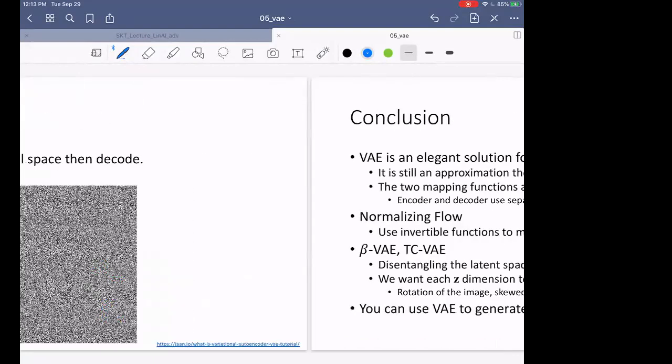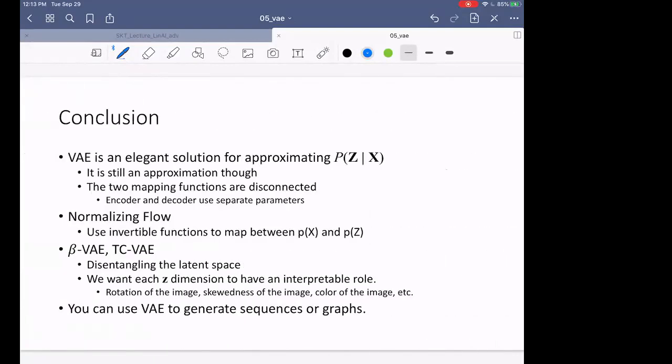Okay, so yeah, this is the end of today's lecture. We're like 15 minutes over. Sorry about that. So the conclusion is that VAE is an elegant solution for approximating the posterior distribution of P(Z given X), and it's still an approximation. It's not a true posterior, as I said. You're learning the Q function, not the P function. And the two mapping functions are disconnected, so there's a caveat.